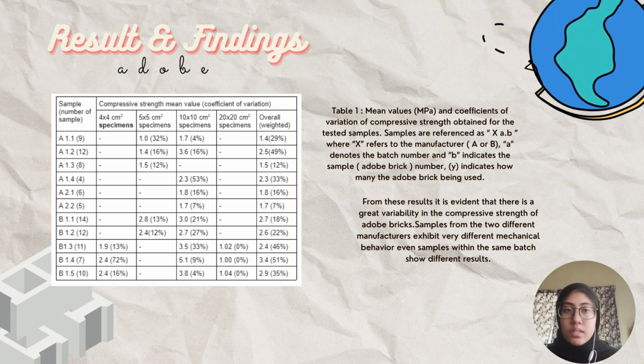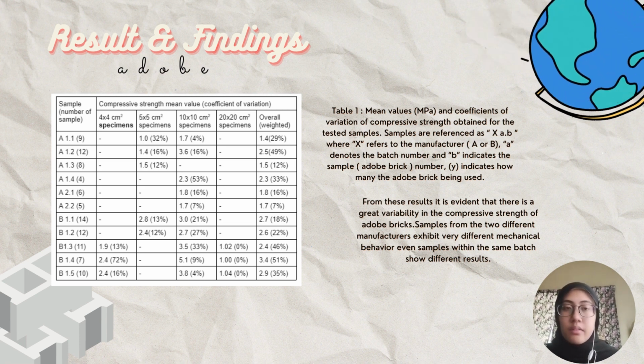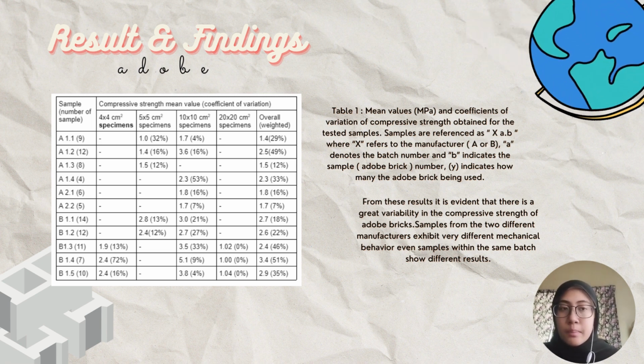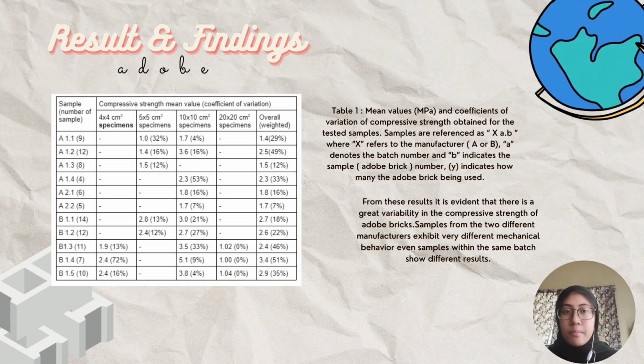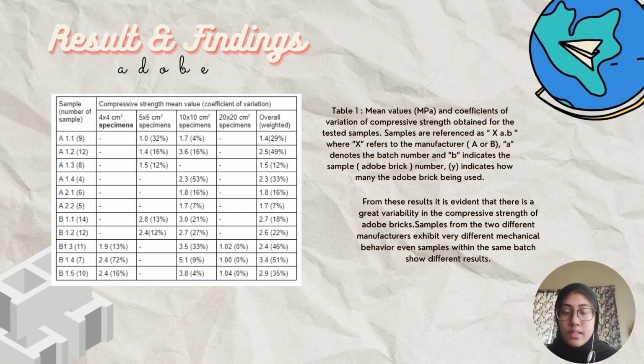Okay. From this result, it is evident that there is a great variability in the compressive strength of adobe bricks. Samples from two different manufacturers exhibit very different mechanical behavior. Even samples within the same batch show different results.